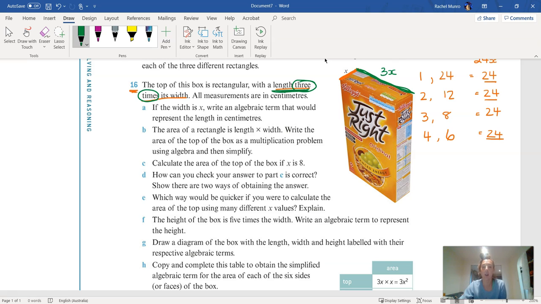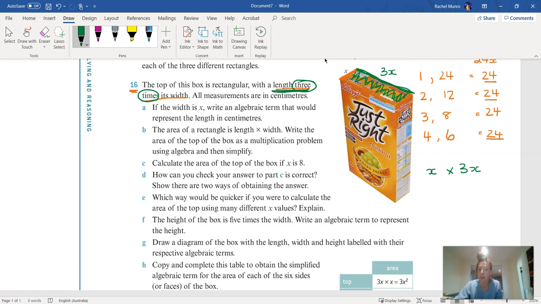Okay, so to do the next question, the area of the rectangle is length times width. So I need to multiply my x by 3x, because it's this side length multiplied by this side length to get the area of the top of the box. Now, remember when we're simplifying expressions with multiplication, we break it apart and then combine it together.